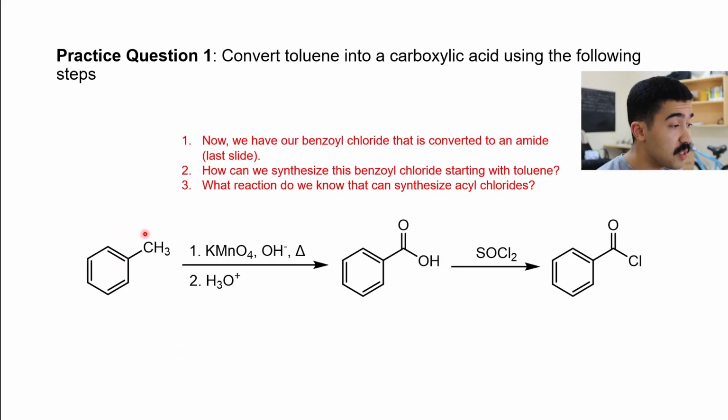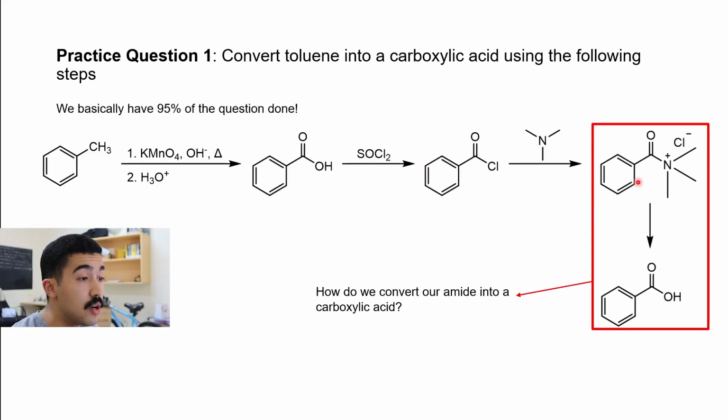So we can convert our toluene into a carboxylic acid using KMnO4, OH minus, heat, and then H3O plus. That converts it to a carboxylic acid. This carboxylic acid can then be converted to an acyl chloride using SOCl2. This acyl chloride can then react with our NCH3 to produce our amide.